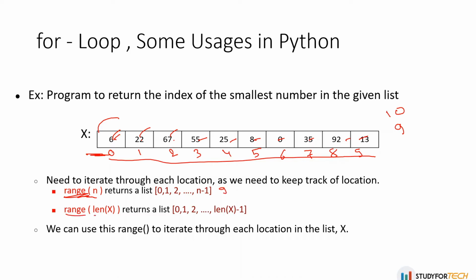Or you can take range of length of x. The number of elements is 10, so length of x will be 10, and then minus 1, that will be 9. If you take range n here, you can give 9 directly, or you can take length of x, so it will return up to length minus 1. So we can use this range to iterate through each location in the list x.